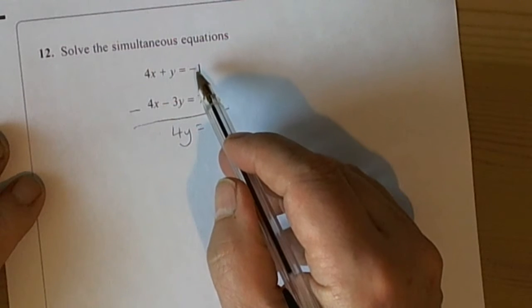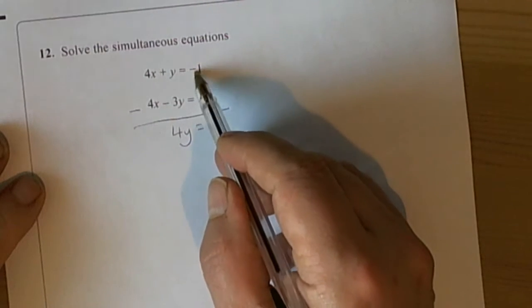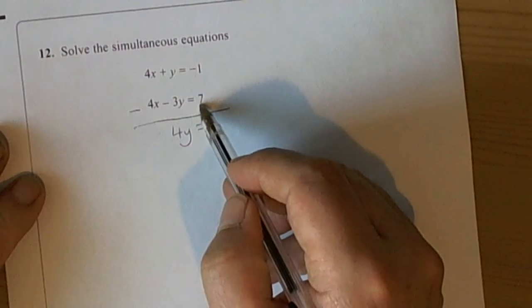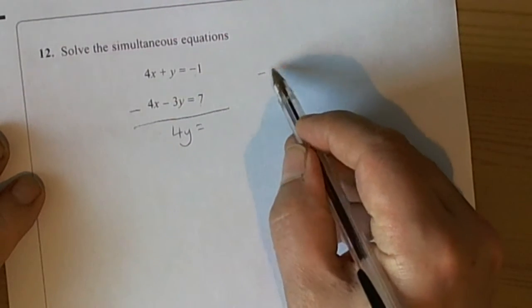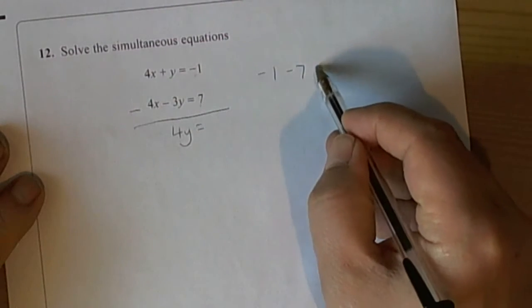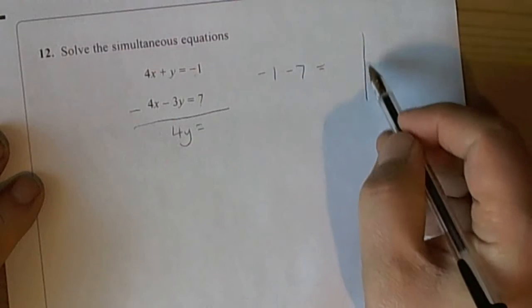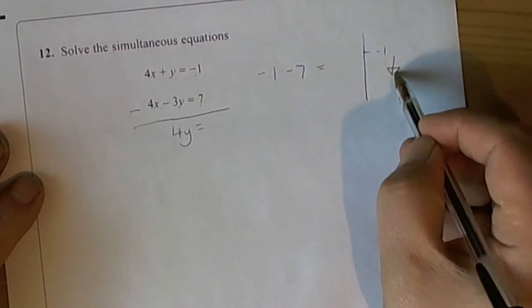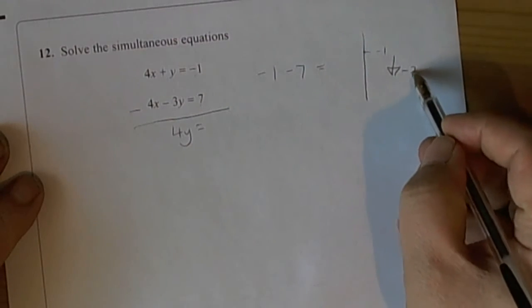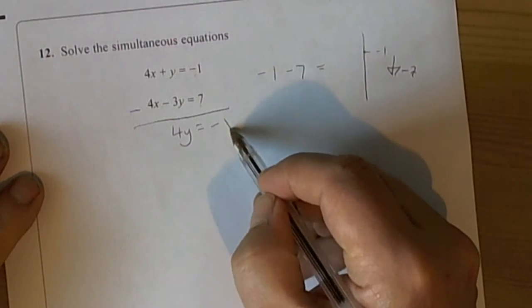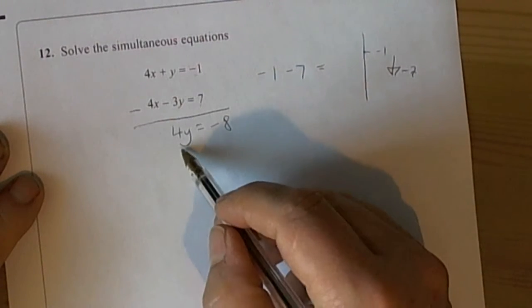And again, we've got to be careful. We've got minus 1 or negative 1, take away 7. So minus 1, take away 7. On your number line thoughts, start at minus 1. You're going to carry on taking 7 more away. So we end up at negative 8 or minus 8.